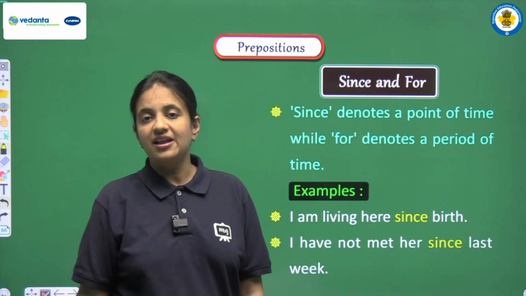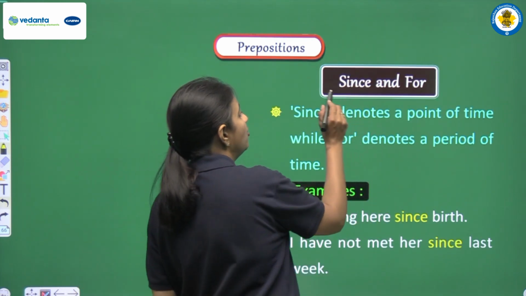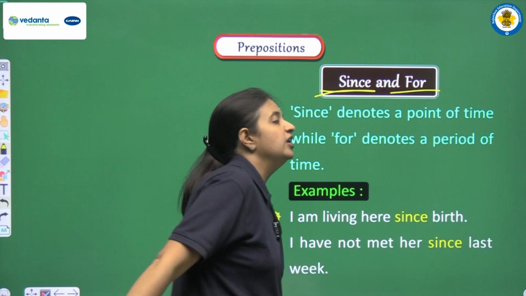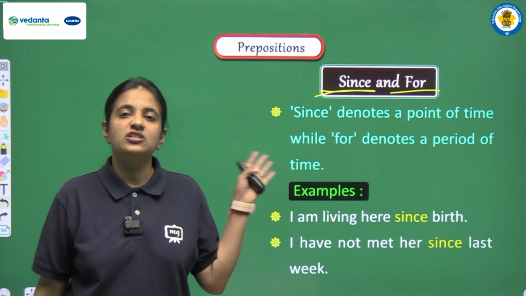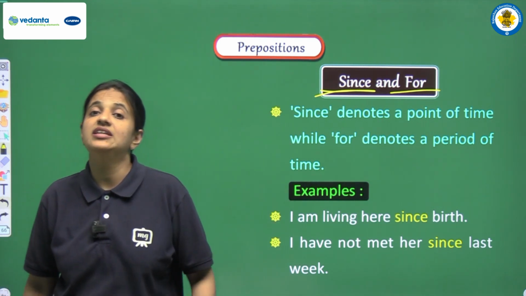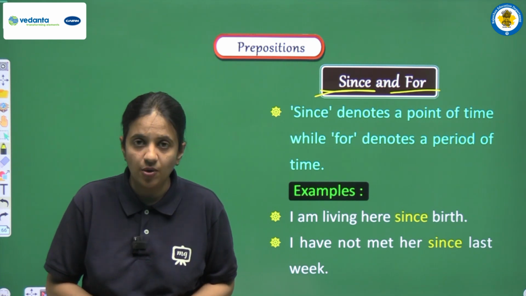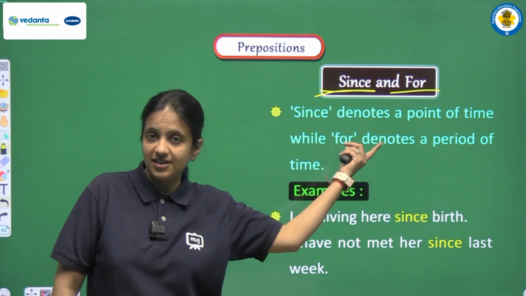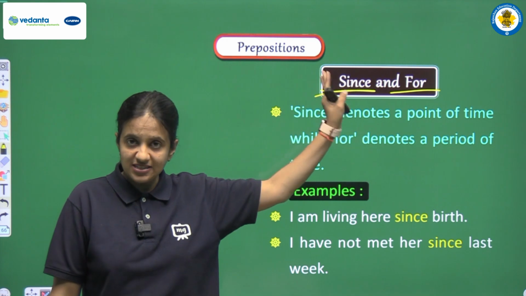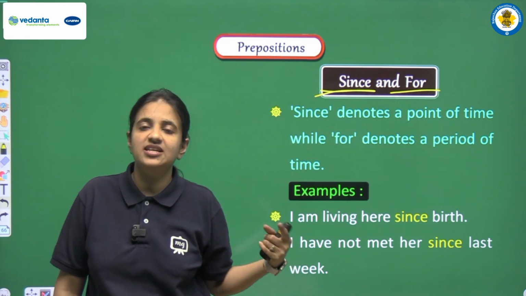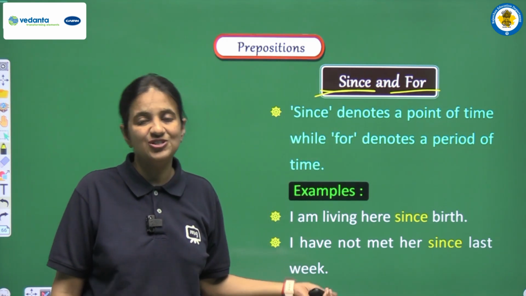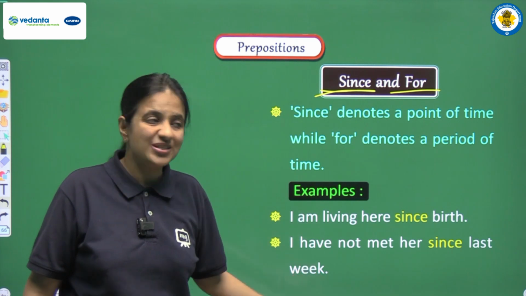Now moving on, we have another preposition. So now, since and for. So yes, we have discussed these words earlier also when we were studying the tenses, because these two words we have discussed in the tenses topic, that how can we use since, how can we use for. So yes, they are also prepositions. They are used as prepositions also. So let's see what their uses are.